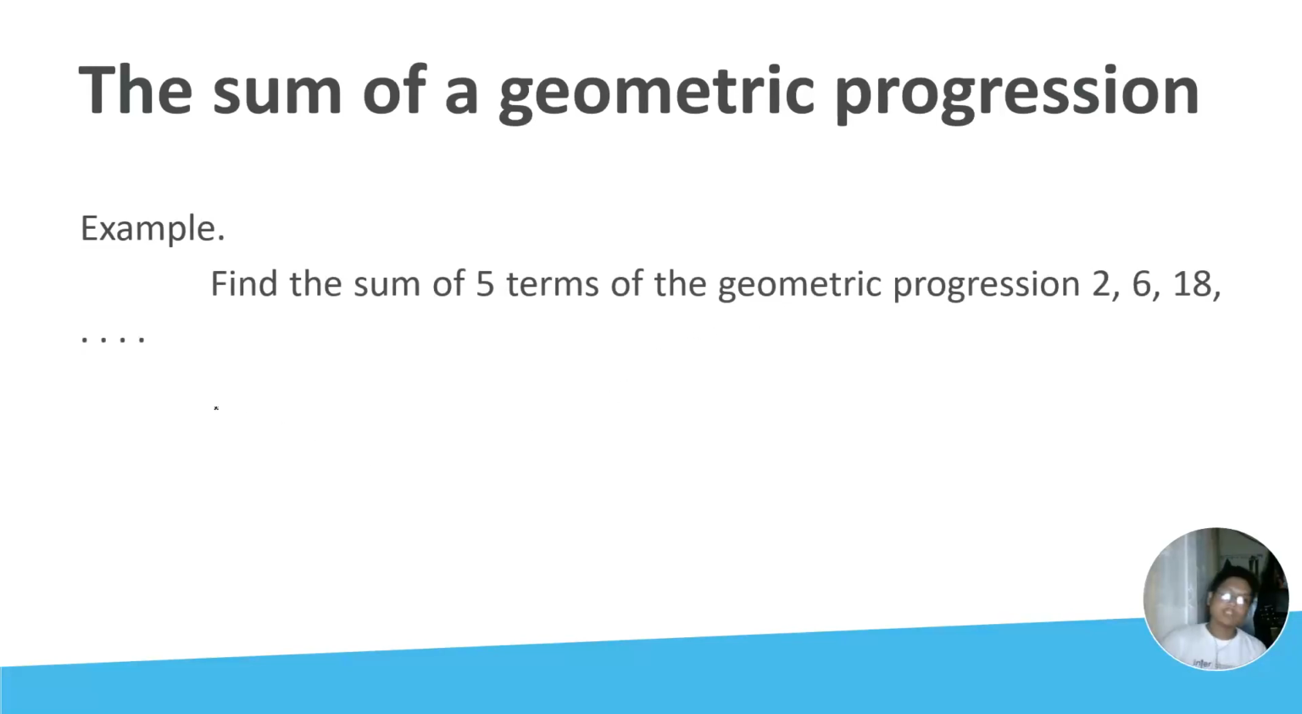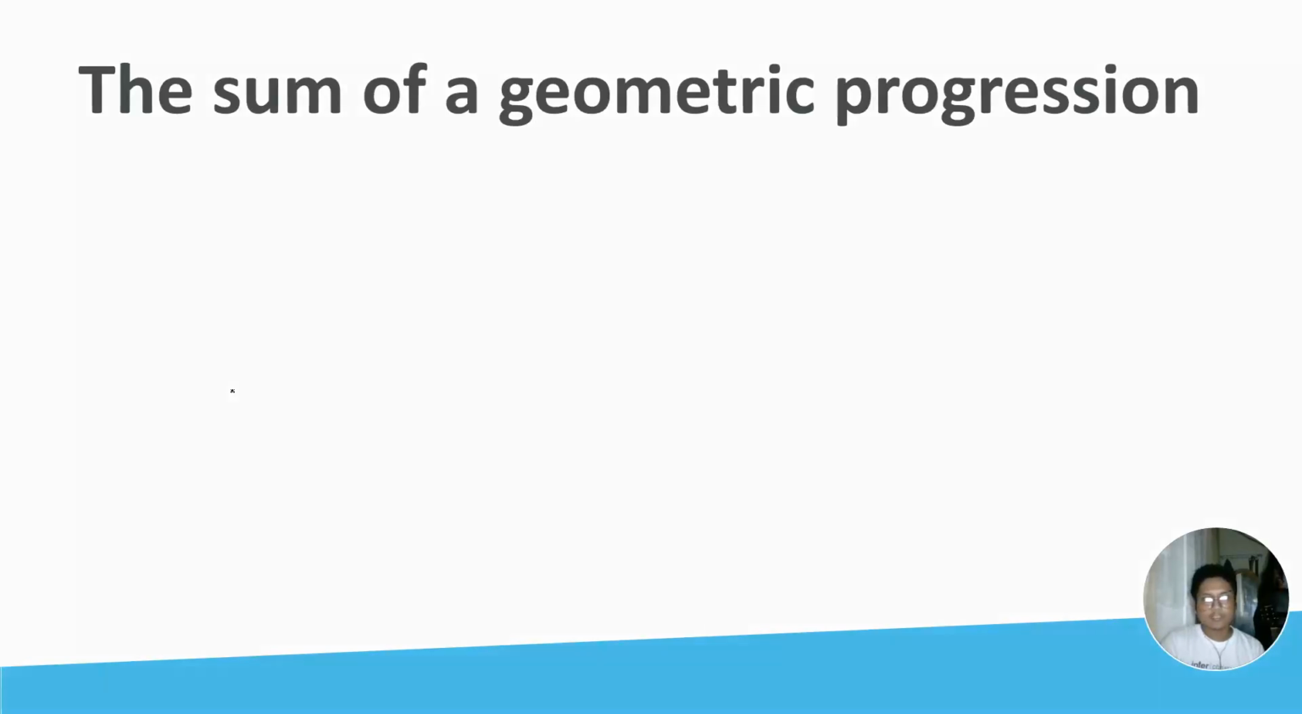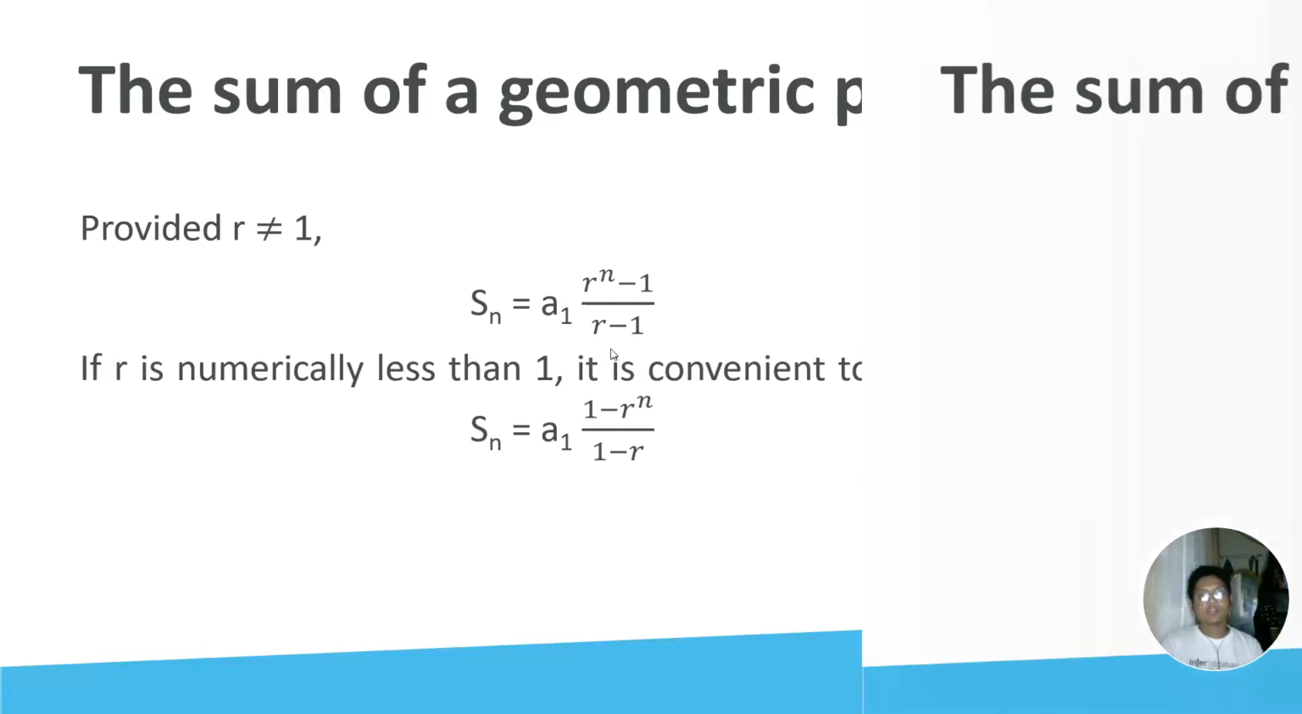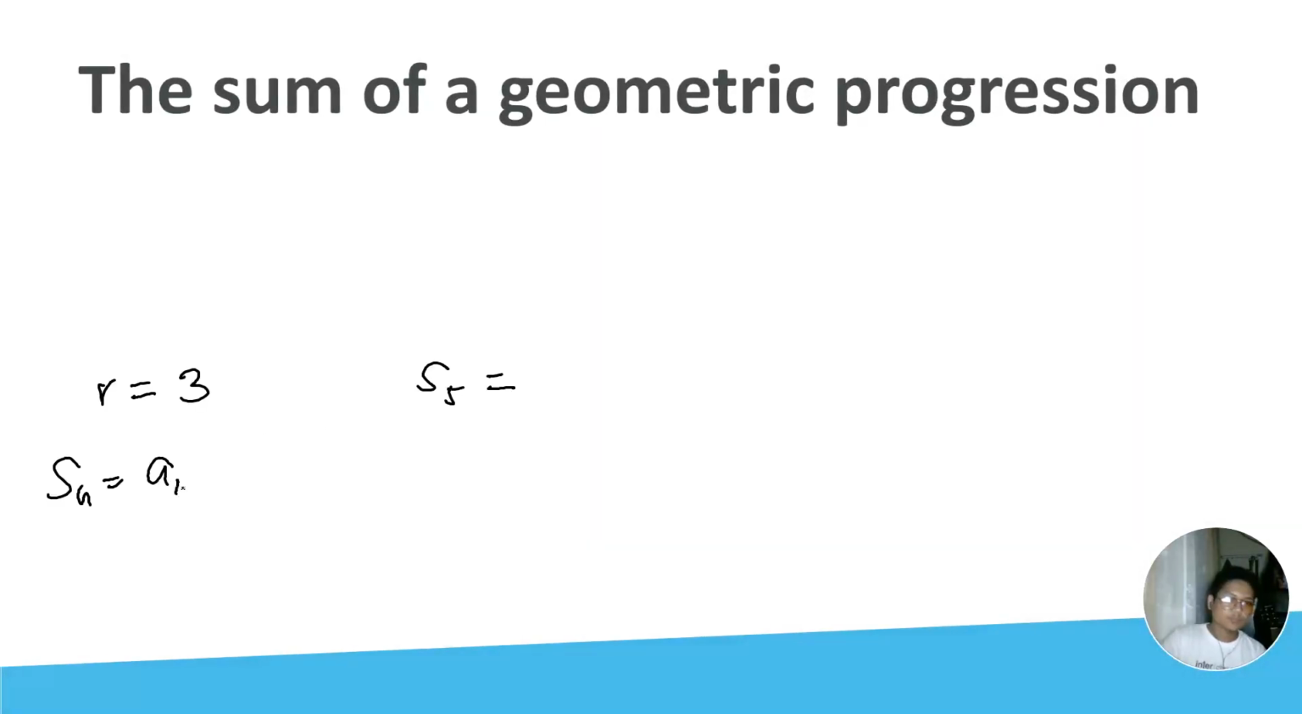So, kanina nakuha na natin common ratio ay 3. Hanapin yung sum of 5 terms. Okay? Formula. Since r is greater than 1, ang gagamitin natin ay ito. a sub 1 times r raised to n minus 1 over r minus 1. Yan ang gagamitin nating formula.